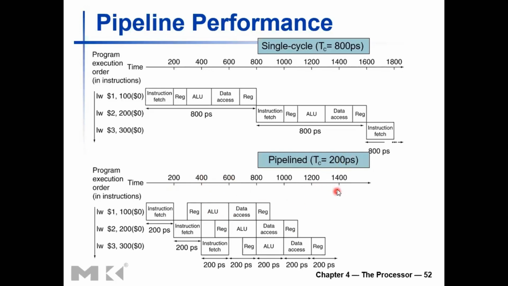So the throughput is one instruction every 200 picoseconds. We can finish one instruction every 200 picoseconds.